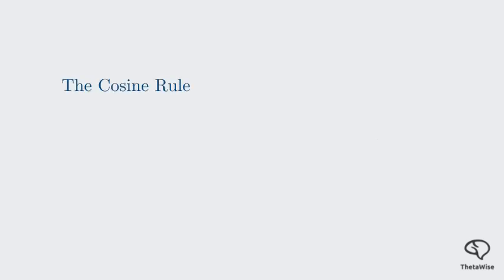Now, let's move on to the cosine rule. This is a powerful extension of Pythagoras' theorem that works for any triangle. We use it when we are dealing with 3 sides and 1 angle. The side form of the cosine rule is a squared equals b squared plus c squared minus 2 times b times c times the cosine of A.